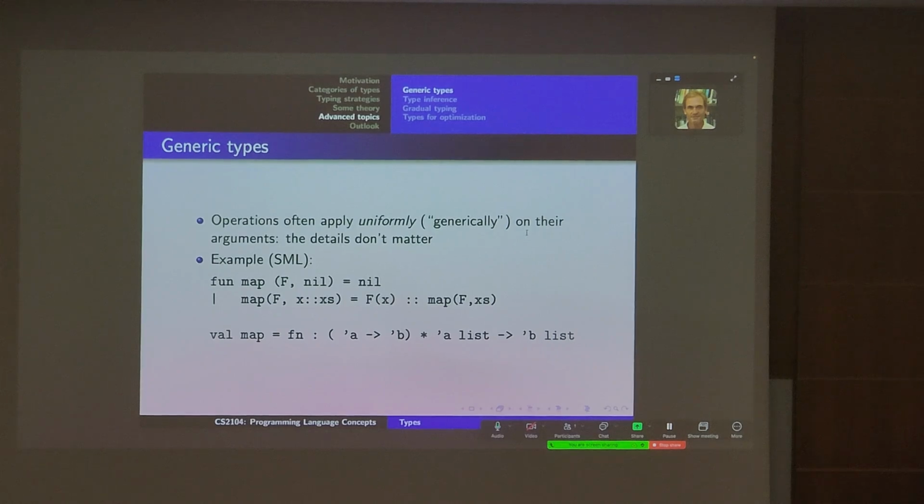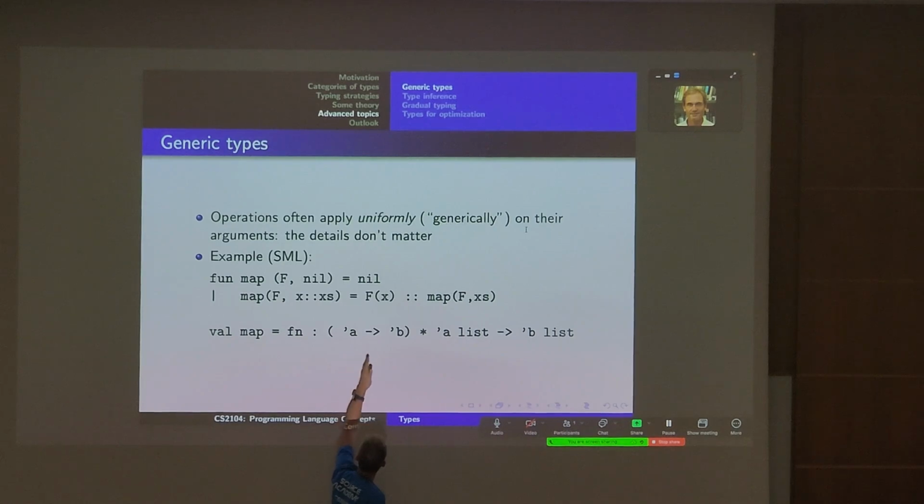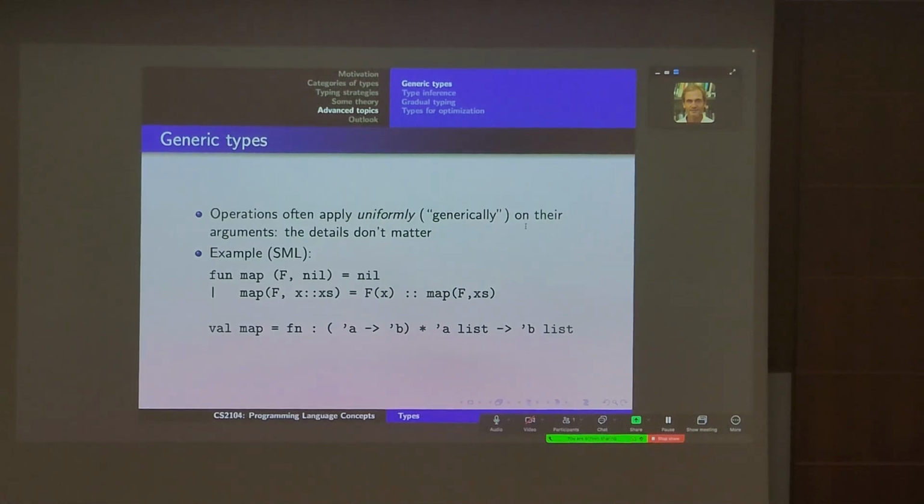But we have a lot of information when we do that. So here's the type of map. The type of map is, of course, a function type that has a unary function as its first argument. That means functions that take some type A to some type B. So the result of applying the function f to something of type A is something of type B.